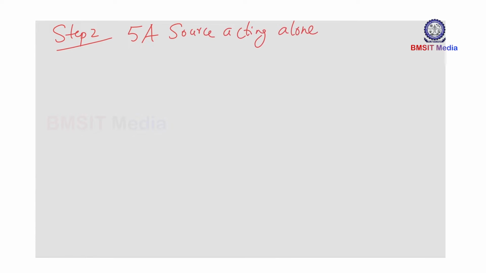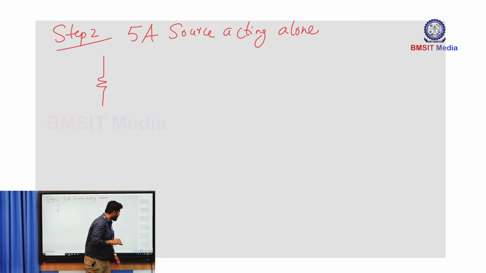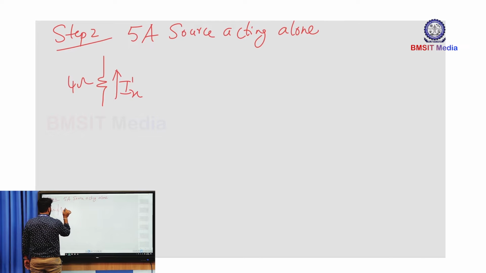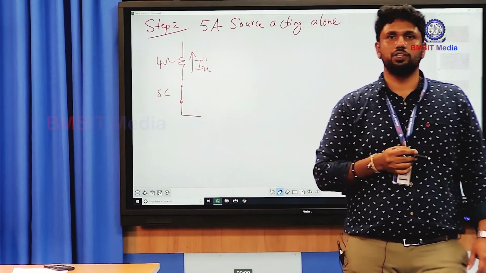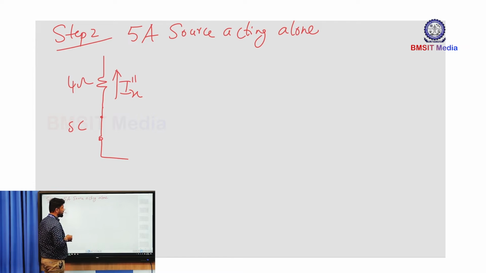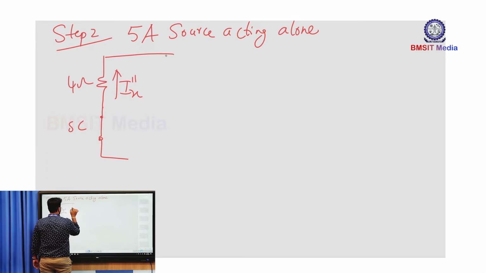So what is the equivalent network here? This is your 4 ohm resistance. The response we call Ix double dash, and this voltage source you make short. Why short circuit? Because if you make a voltage source 0, it means the voltage across a short circuit is 0. That's why you are making that voltage source a short circuit, and you have your current source of 5 ampere.